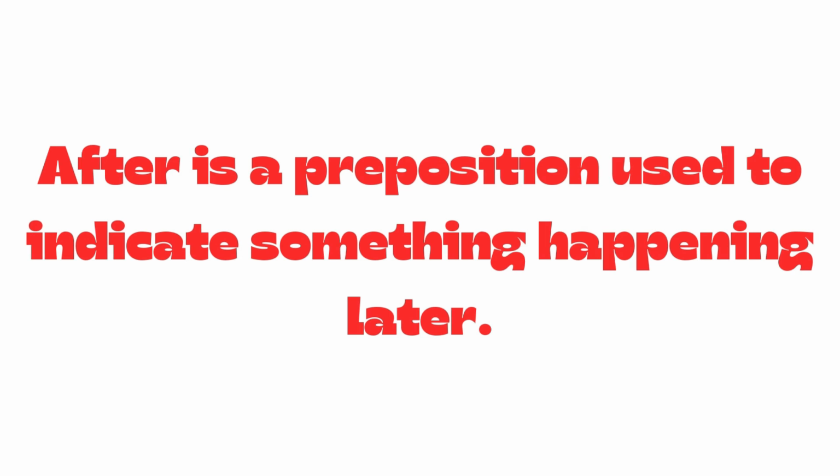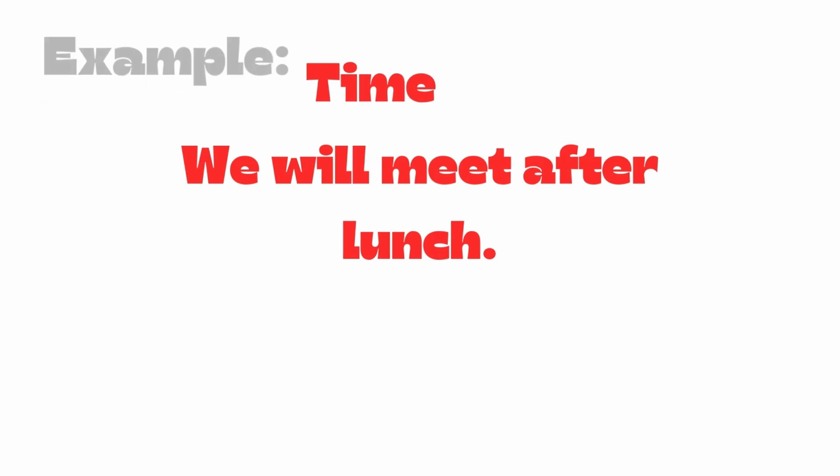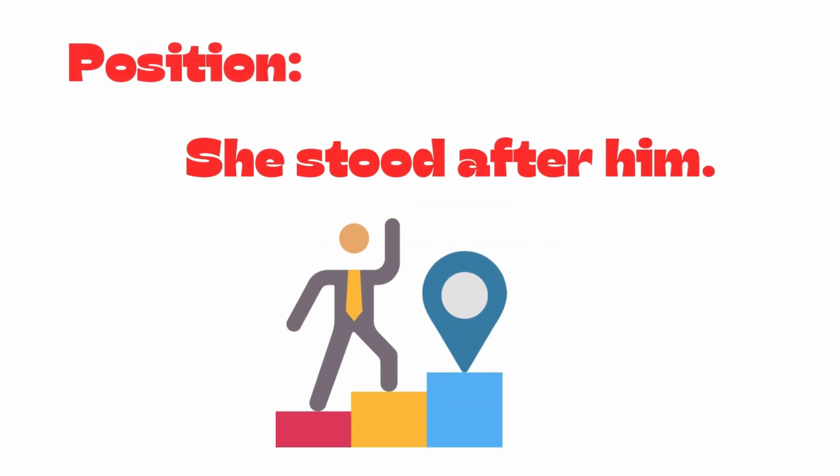After is a preposition used to indicate something happening later. Example, time: we will meet after lunch. Sequence: B comes after A in the alphabet. Position: she stood after him.